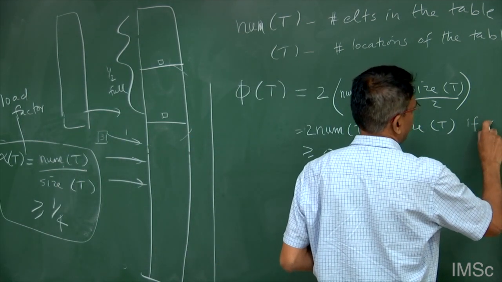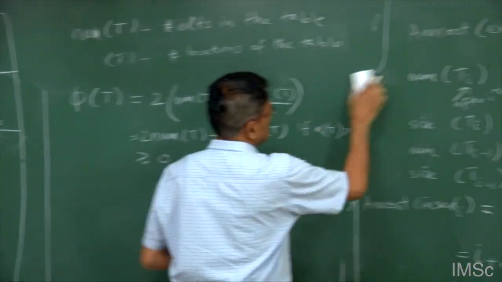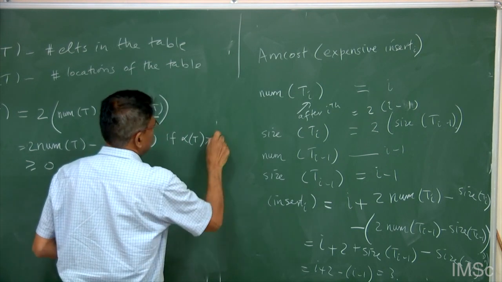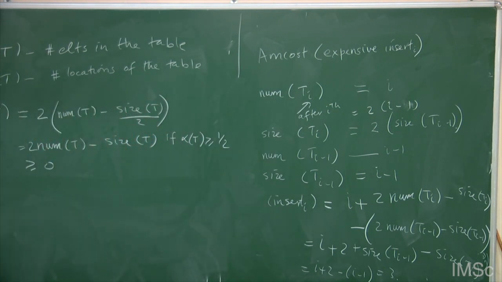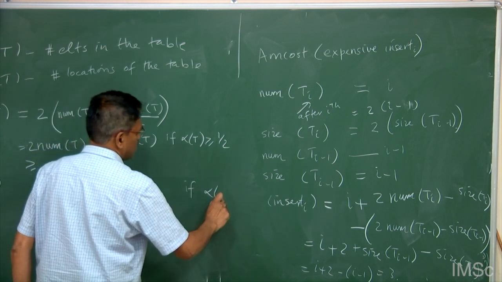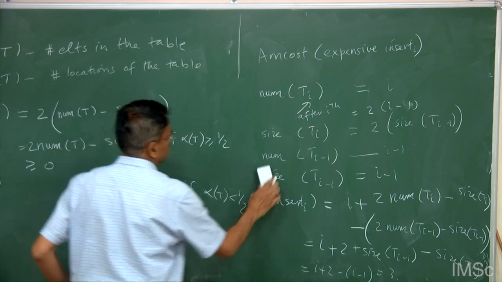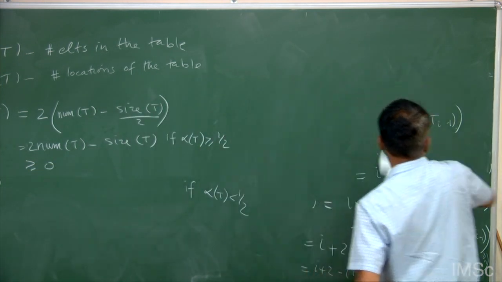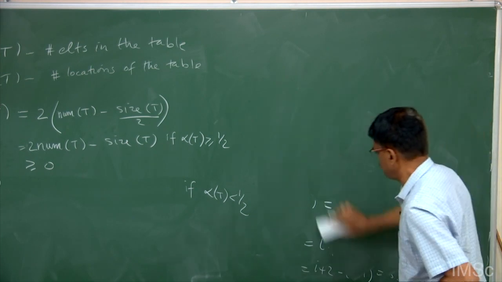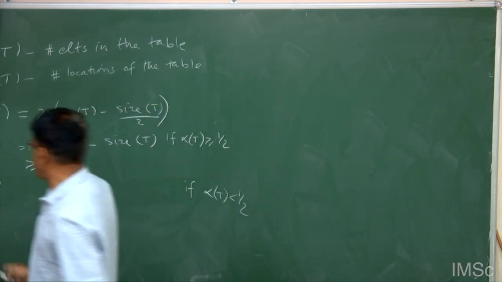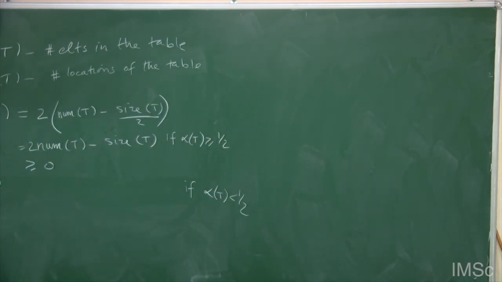If the load factor is greater than or equal to half, I'm going to use this potential. What should be the potential if the load factor is less than half? So if the load factor is less than half, how much charge is there in the structure? Whatever guys who have deleted basically from this half. Right? So what is that number? Can you quantify that?